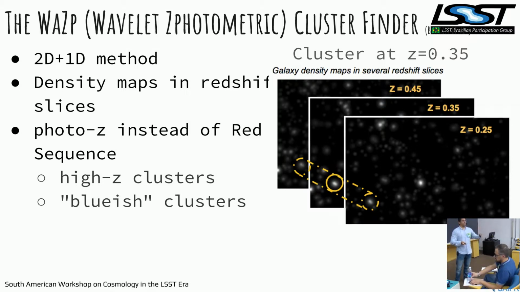The supposed advantage of that is that you can probe higher-z clusters and sort of bluish clusters, right? A cluster of galaxies is not always red. It can happen to the best of them. You would find it, right?